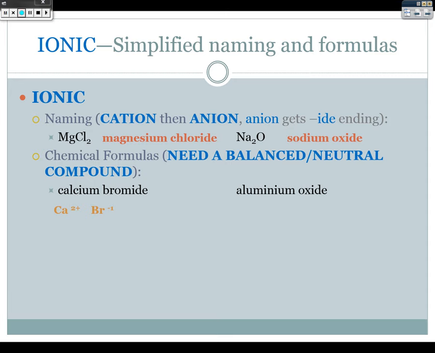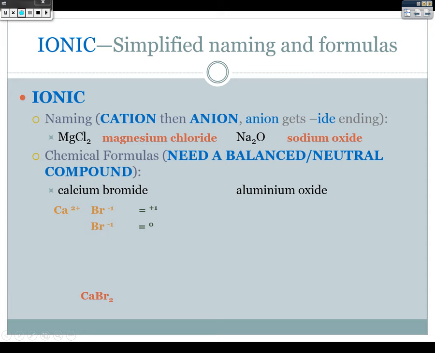Now if I add those two charges together, 2+ and a 1-, I get an overall +1 charge. That is not neutral. So I need to do something. If I've got too much positivity, I'm going to need to add more negativity. So I do that by adding another bromine, which has a 1 minus charge. So now I've got 2 plus and 2 1 minuses, so a total negative 2 charge. So my overall charge right now is going to be 0. That's neutral. So I know that I've balanced out my charges. So then the formula for this compound is going to be CaBr2 because I used 1 calcium and 2 bromines.